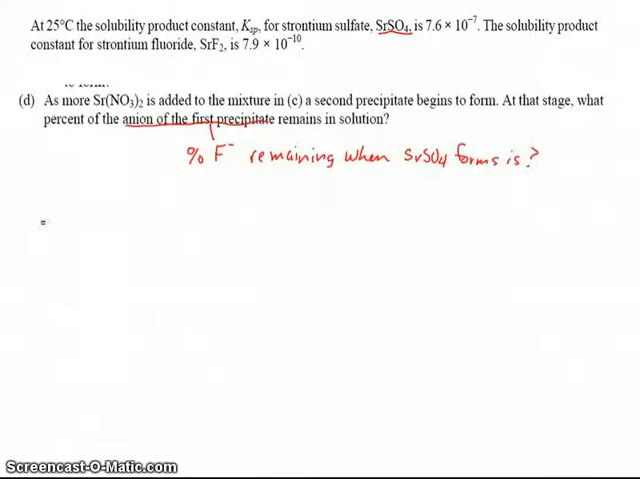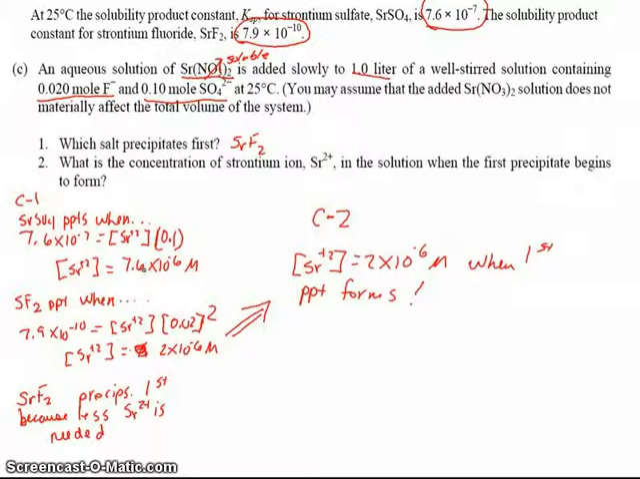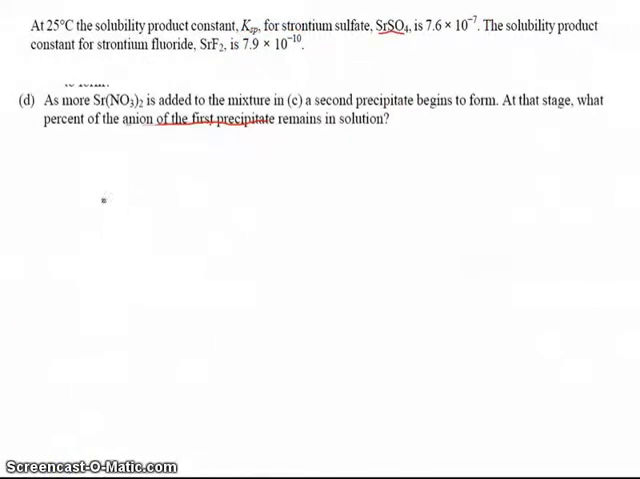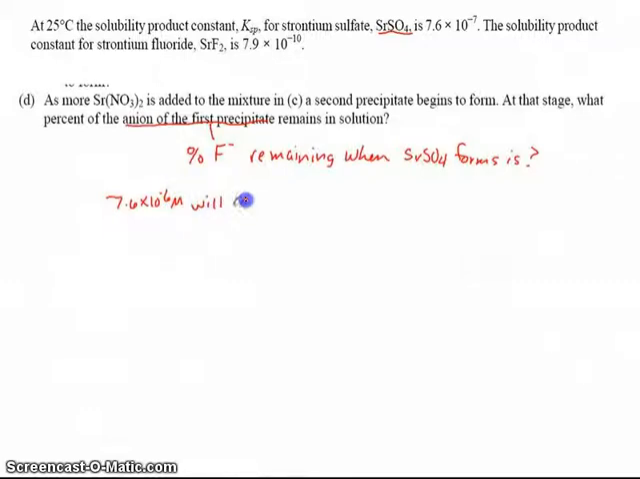So first I need to see what the strontium concentration is when SrSO4 starts to form. Well, I already know that. I'm going to carry that over from right here. We know from the previous question that once we hit 7.6 times 10 to the minus 6, we'll start to form strontium sulfate. So we're going to say 7.6 times 10 to the minus 6th molar will cause SrSO4 to form. And that's the concentration of Sr2+, from part C.